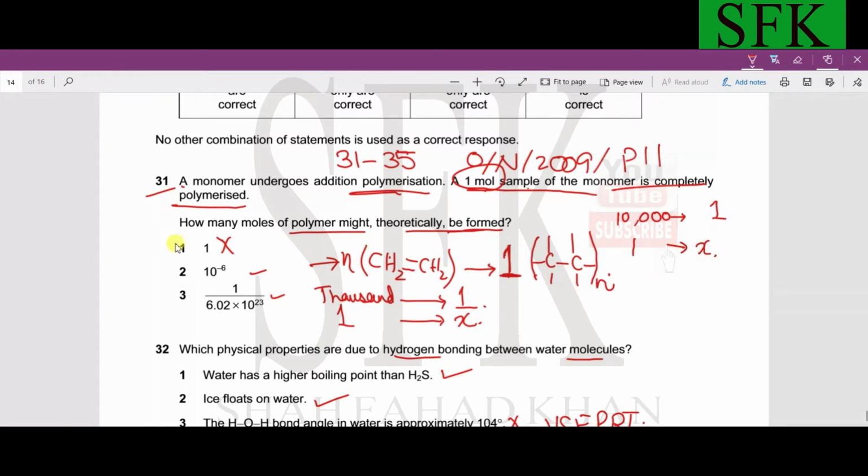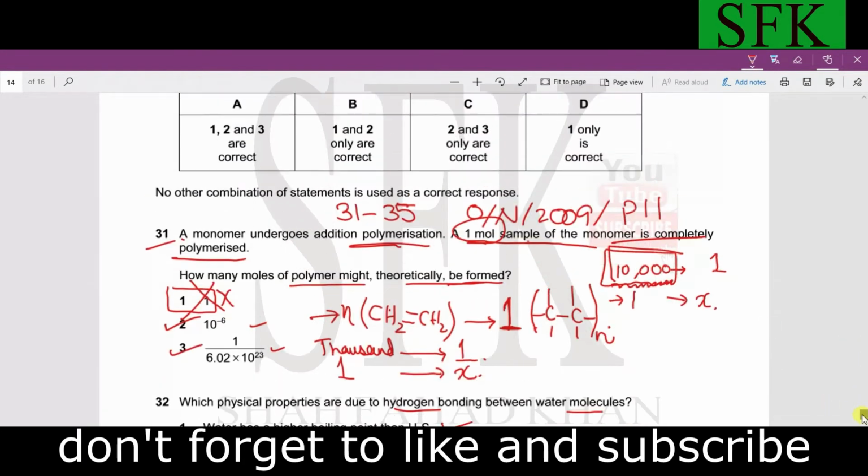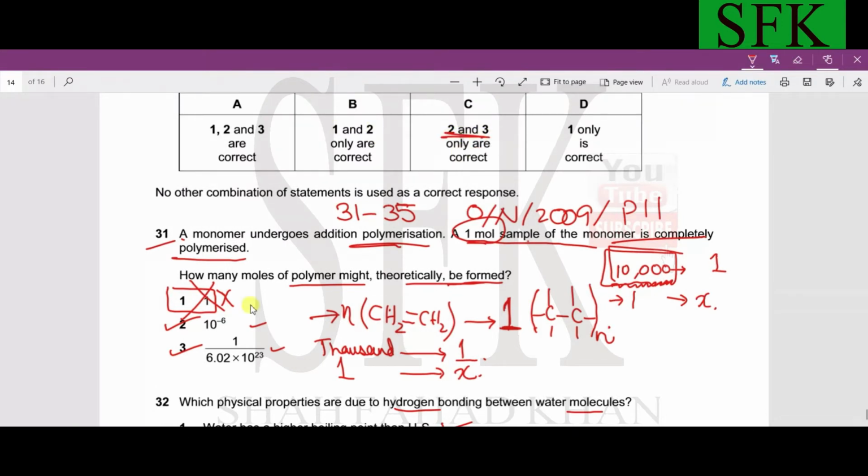If we look at the first option, it says one mole of the polymer. How can one mole of polymer be formed from one mole of the monomer? Because we need 10,000 moles of the monomers to form 1 mole of the polymer. So one cannot be the answer. Since the first one is wrong, by default the second and third answer options are correct according to the answer choices they have given us. No other combination is possible. So only 2 and 3 are correct, so C is the correct option.